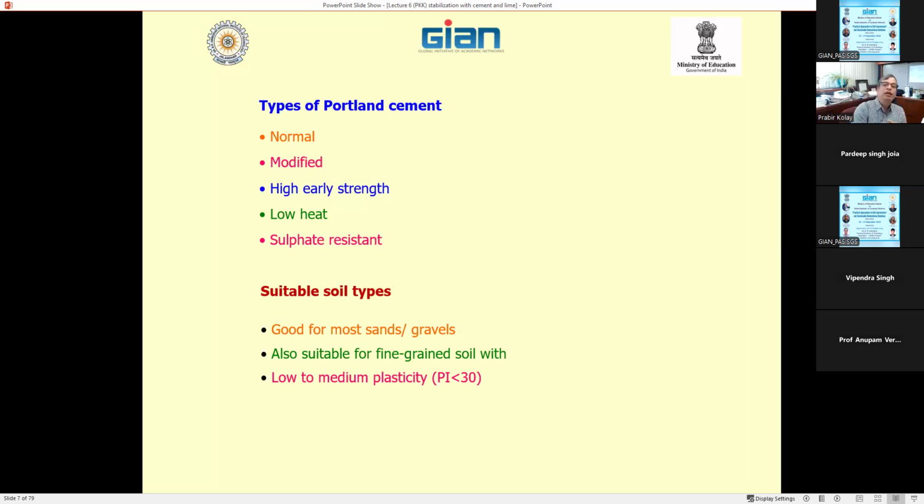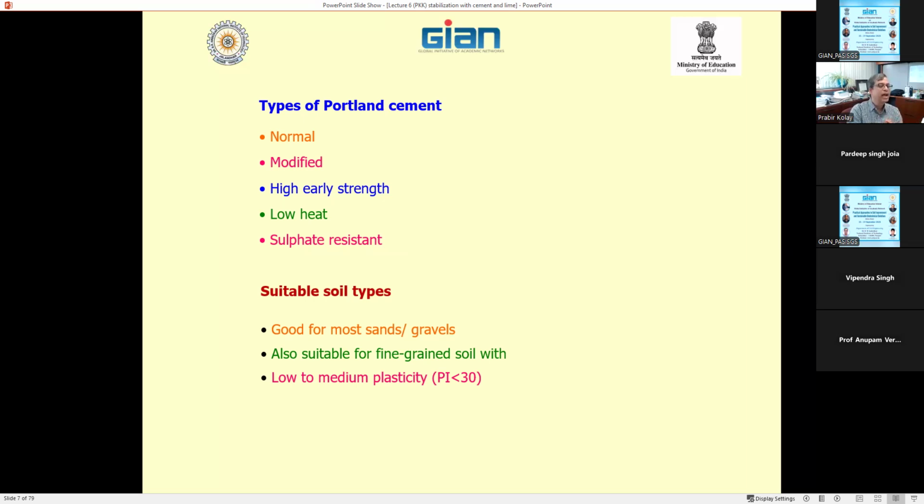Sometimes some soil has a lot of sulfate or clay. So if you use cement, then a mineral forms, ettringite, and instead of stabilizing it, the volume is going to increase, and that is not good. So there is a limit on how much. In that case, instead of cement, you need to use some other type of material. That's why sulfate resistant cement is also there.